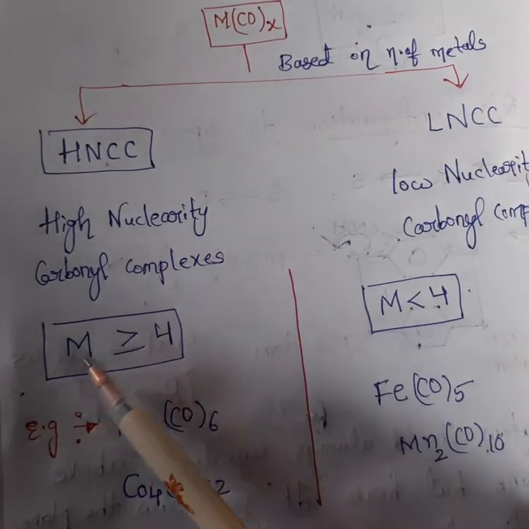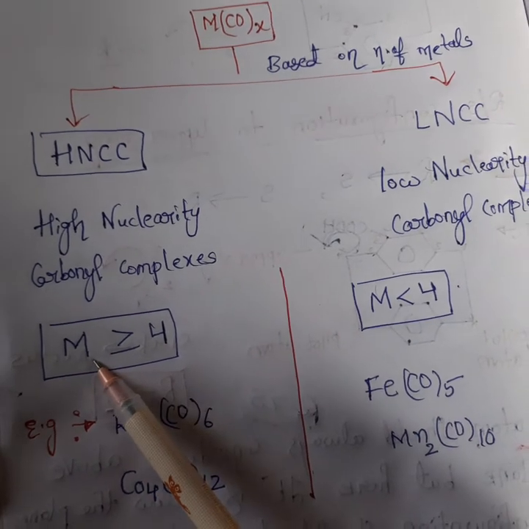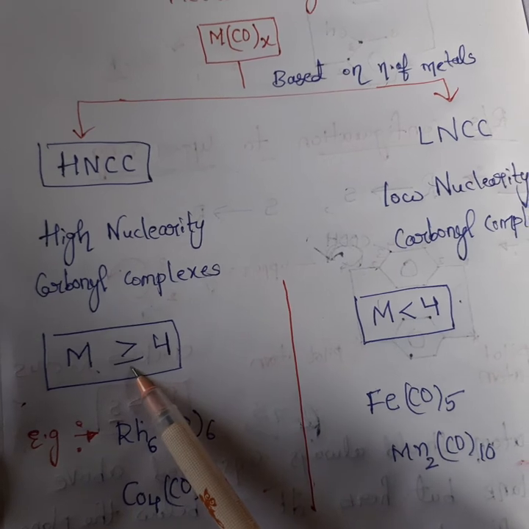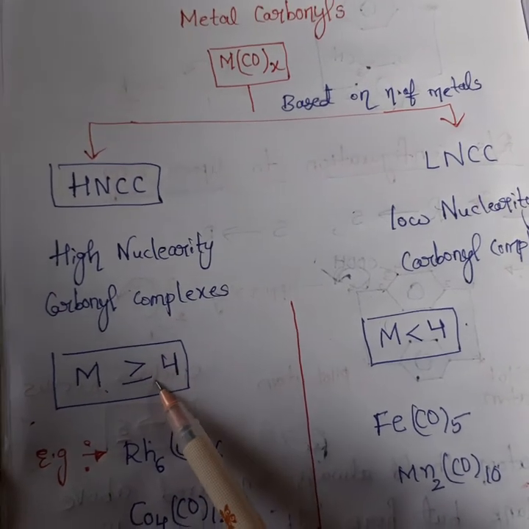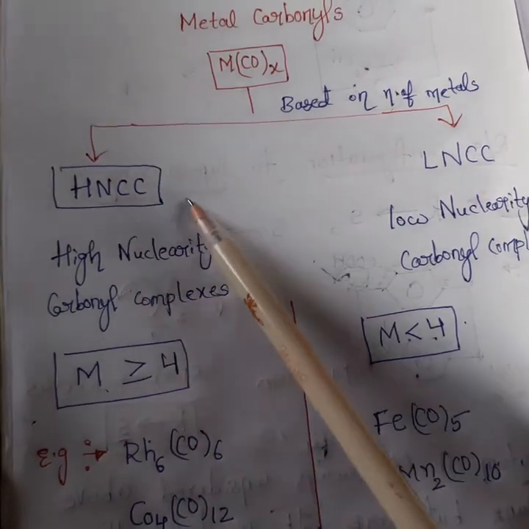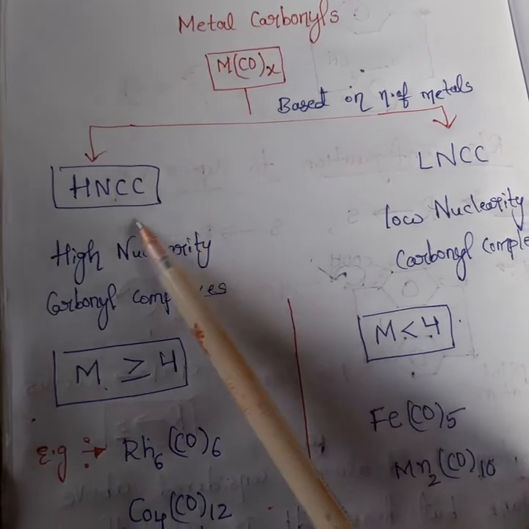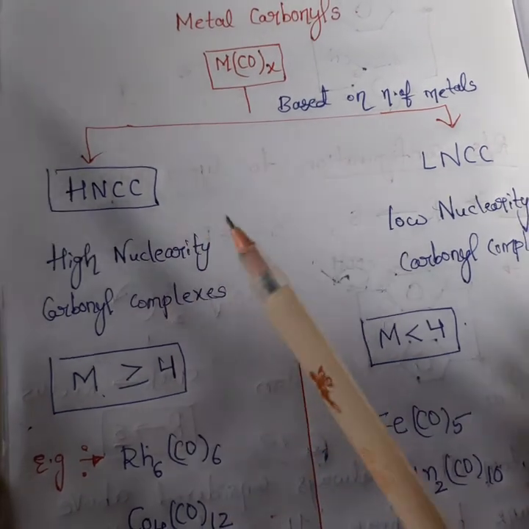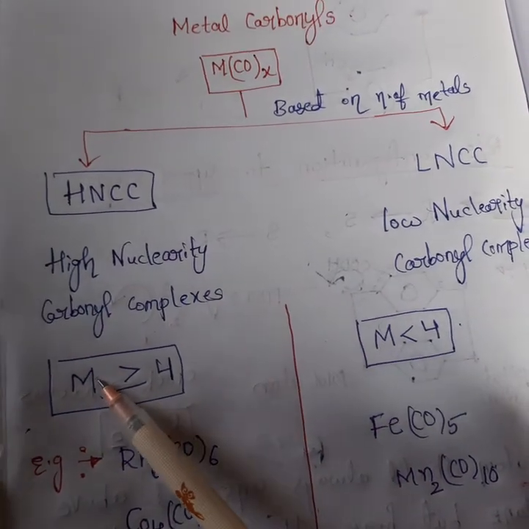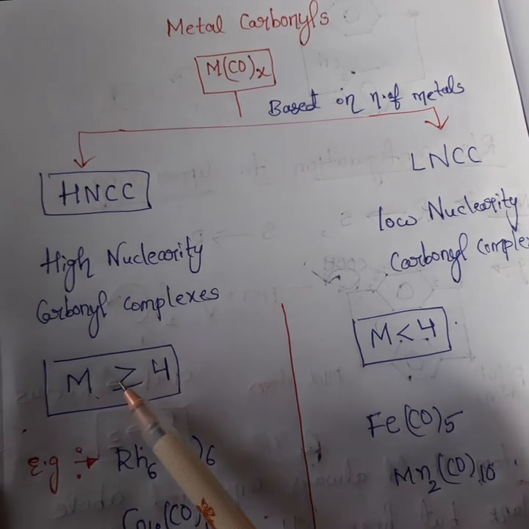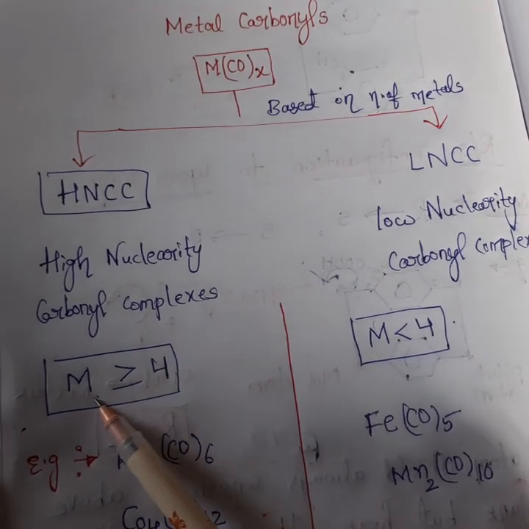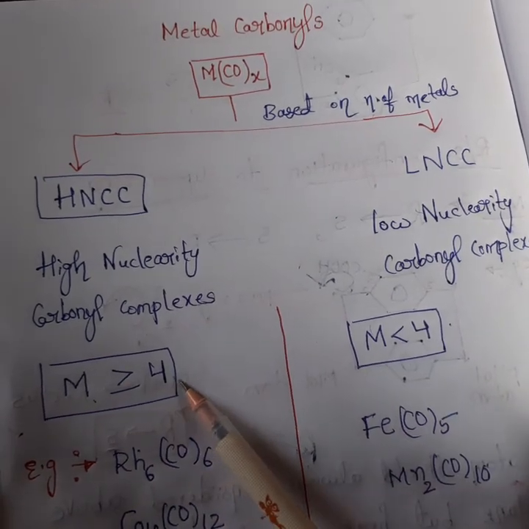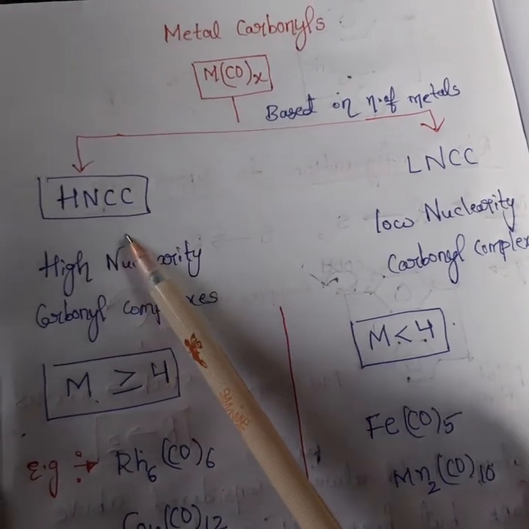If the number of metals is equal to 4 or more than 4, then those are said to be high nuclear carbonyl complexes. That means we have to observe the number of metals present in a particular complex. If we find the number of metals is equal to 4 or more than 4, then we will know that particular complex comes under high nuclear carbonyl complex.